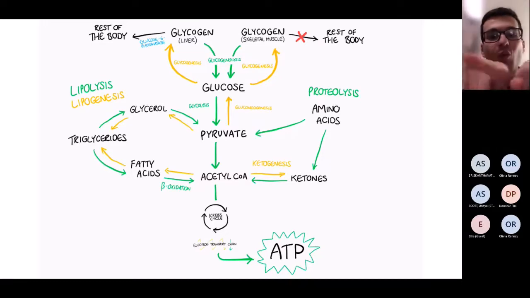And basically, the arrows that point away from glucose are going to be the ones stimulated by insulin, because insulin is all about removing the glucose. And the ones that point towards glucose are going to be the ones stimulated by glucagon, because it's all about making more glucose, if that makes sense.